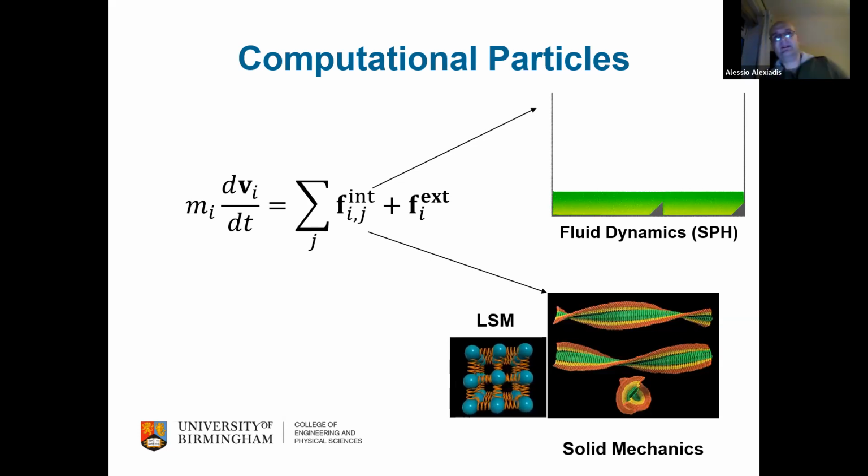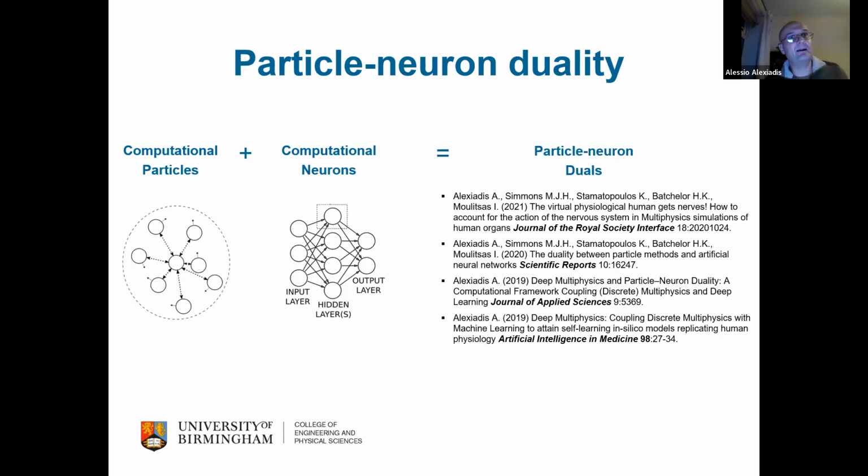That is a very, very quick introduction to particle methods. Of course, there are a lot of numerical details, and the devil is in the details, but this is a general overview. Given that, I will spend just a couple of slides on the particle-neuron duality. If you think of a computational particle, it is a mathematical function that represents a discrete mathematical object. This object has some properties, like the position and the velocity, and exchanges some sort of interaction with other particles.